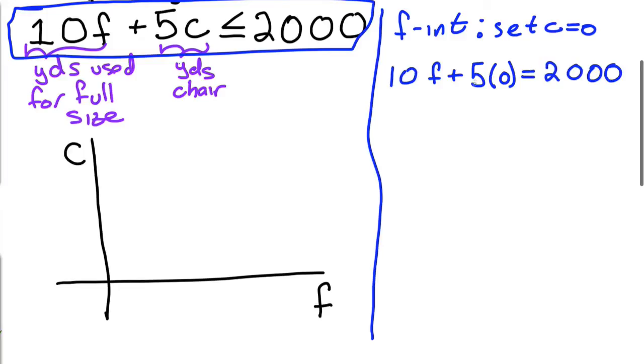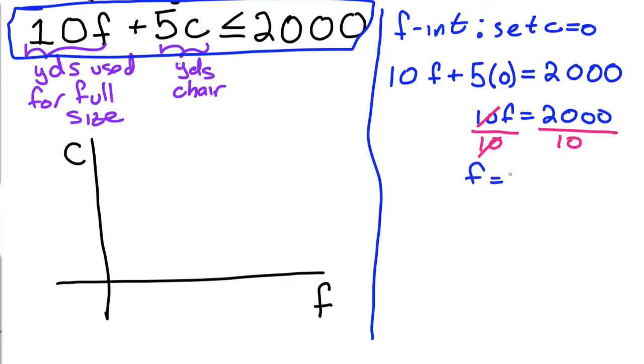Now 5 times 0 is just 0. So then that means that 10F is equal to 2,000. And then if I divide both sides by 10, I would get that F is equal to 2,000 over 10, which is 200.